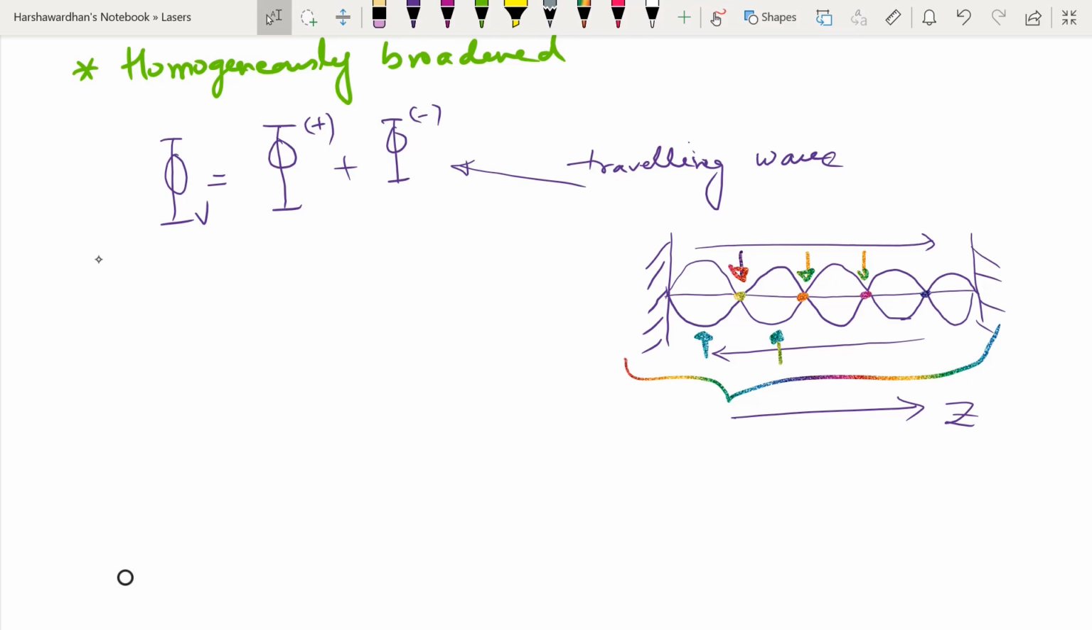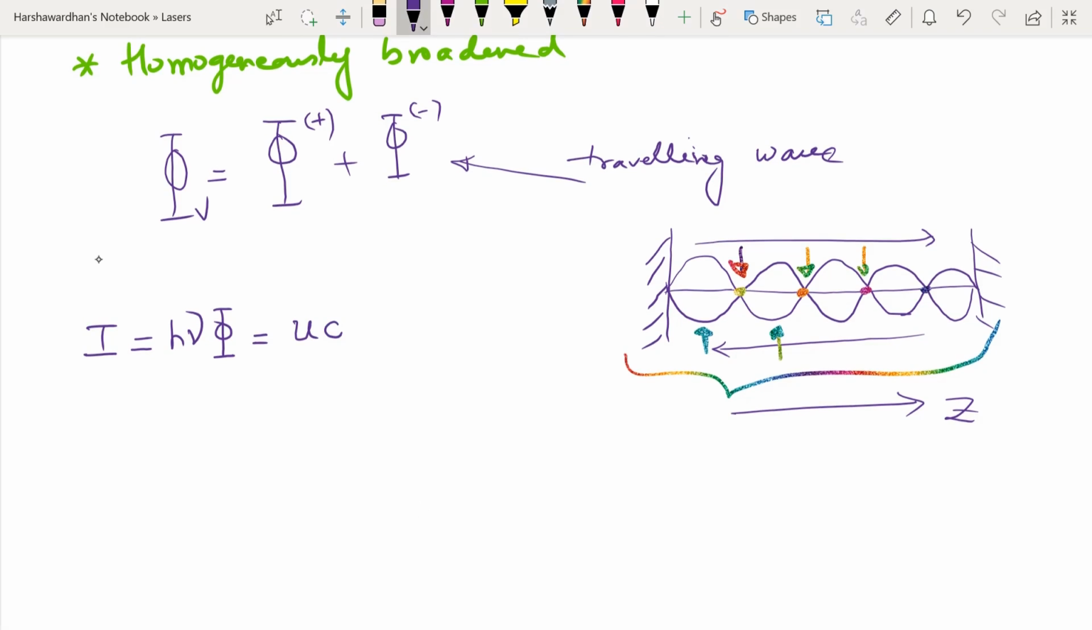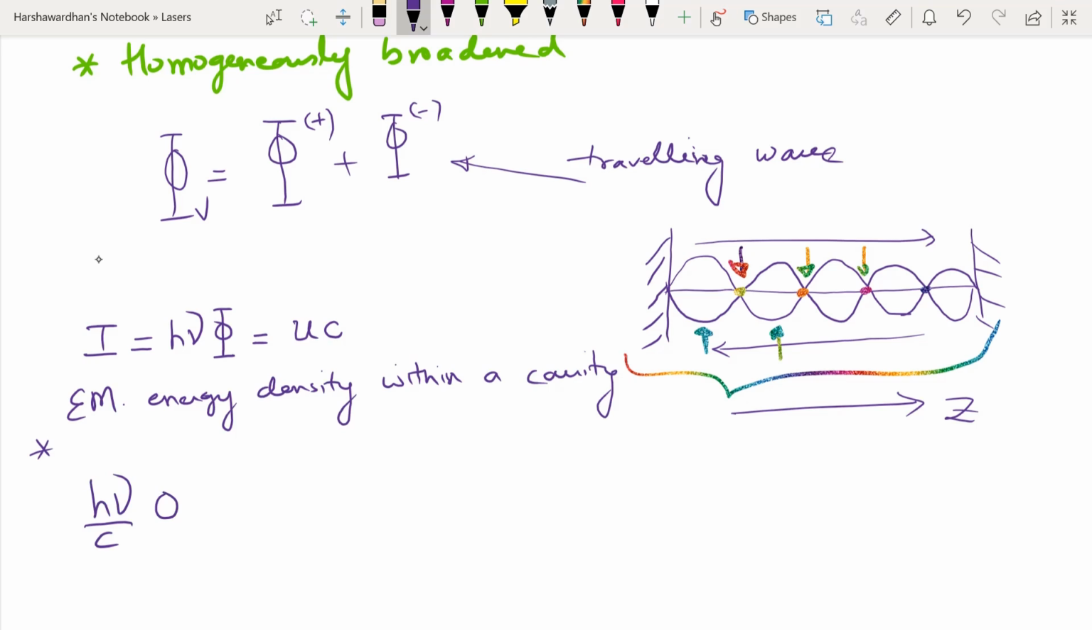You know that intensity is equal to the energy times the photon flux, which in turn is equivalent to energy density times the velocity with which the energy is moving, right? So this expression you do know. So I can write down the energy density for a standing wave within a cavity in the following form, right? So I'm writing down the electromagnetic energy density within a cavity. And this is simply h nu by c times phi, right?